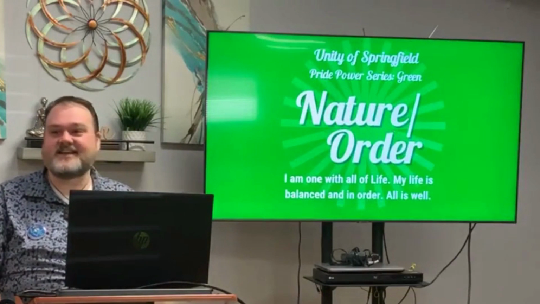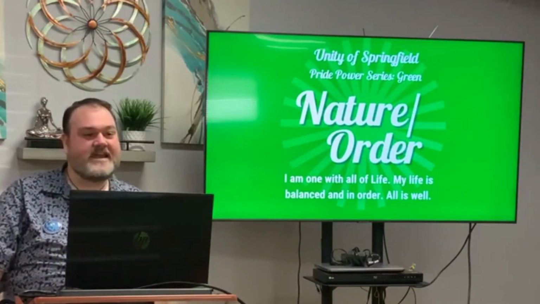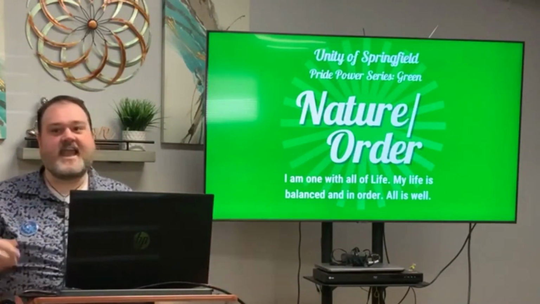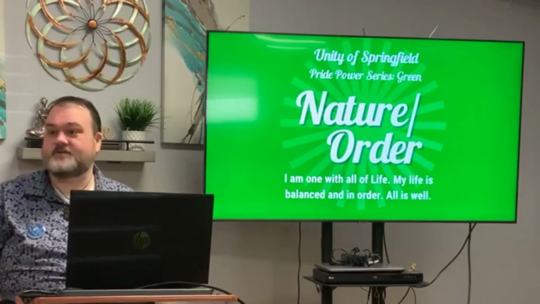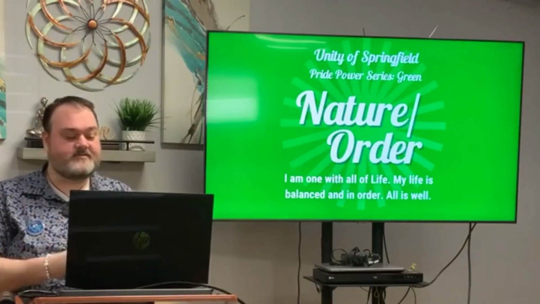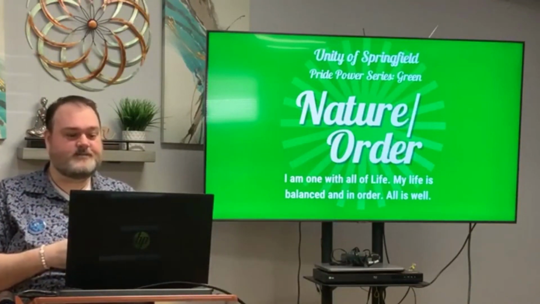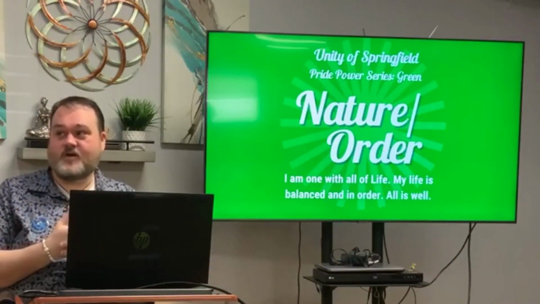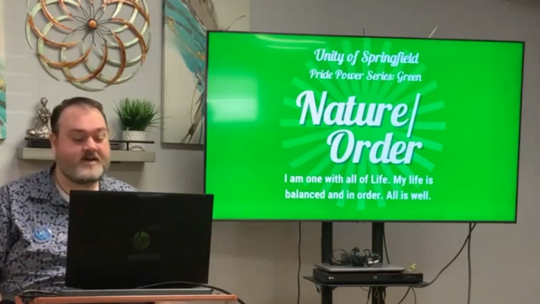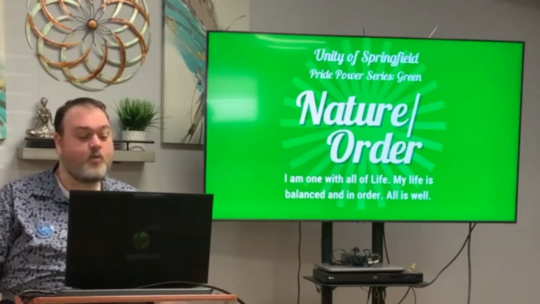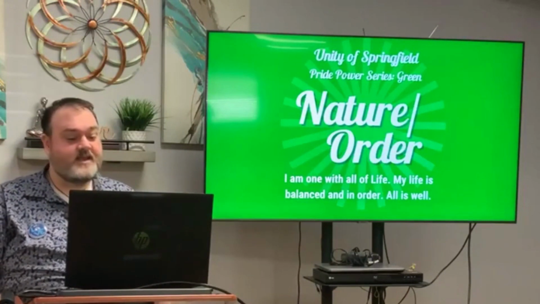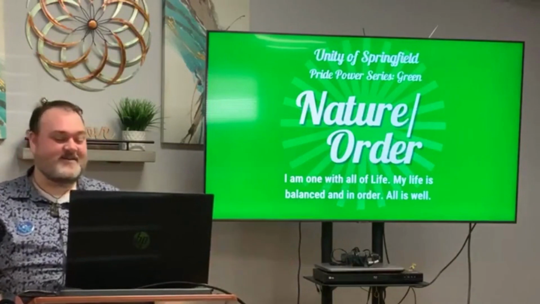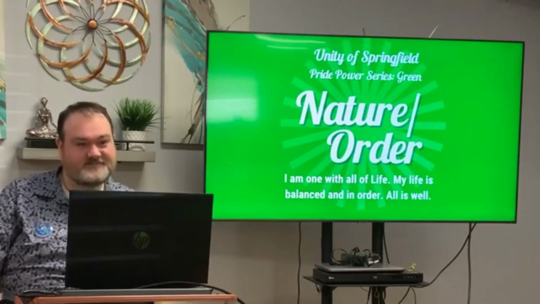Green. And green in the traditional pride flag represents nature, and in the 12 powers it represents order. So very similar. There's a correlation there as well. Let's just affirm these, and if you have a comment or question, we can go ahead and do that. So, I am one with all of life. My life is in balance and in order. All is well. Okay.